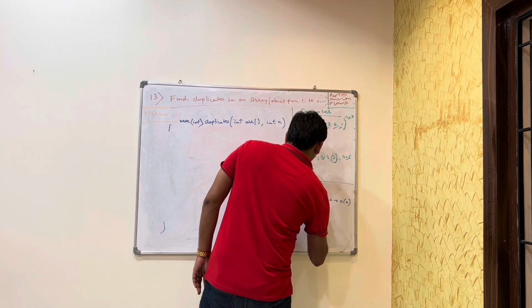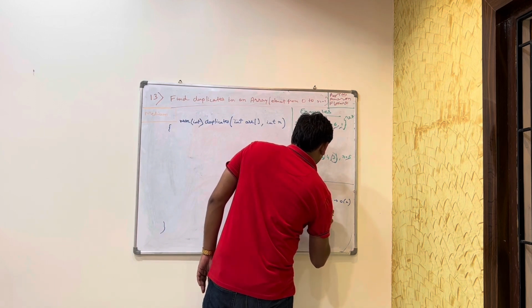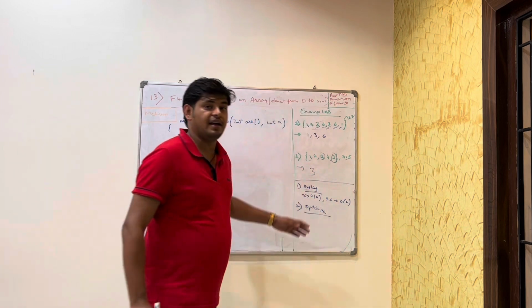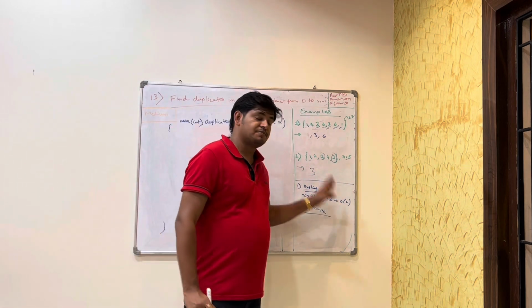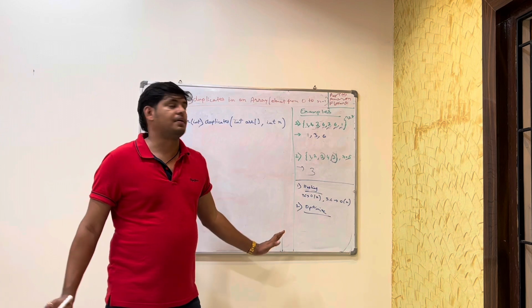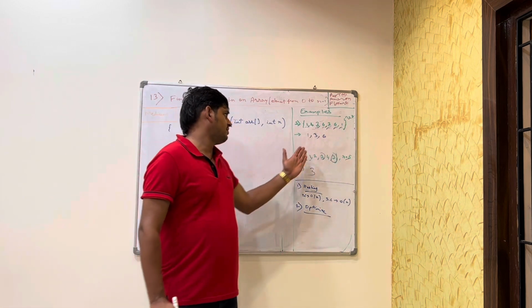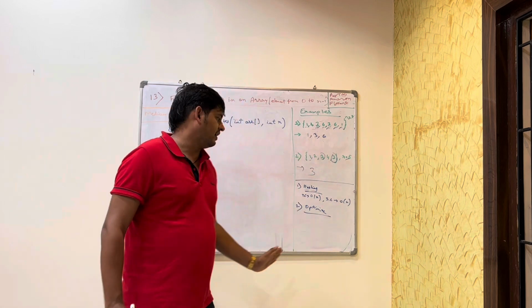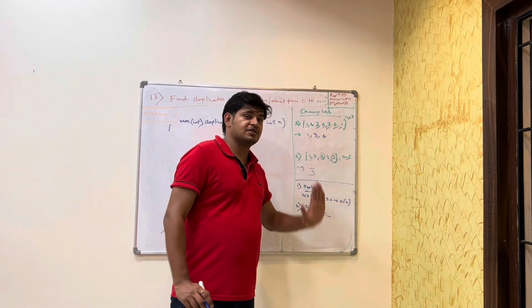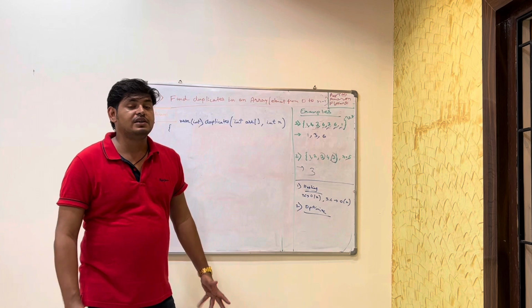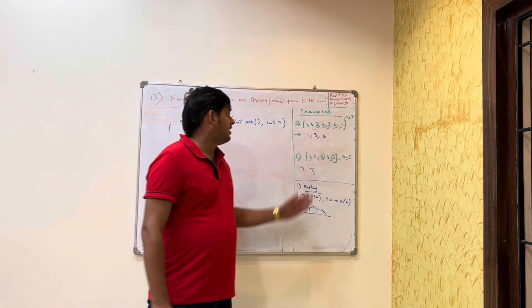So, can we optimize it? Is there any way that we can reduce the space complexity? We can't reduce the time complexity because this is an array, we have to traverse it. So the time complexity can't be lesser than order of n. But can we reduce the space complexity? How do we reduce the space complexity?